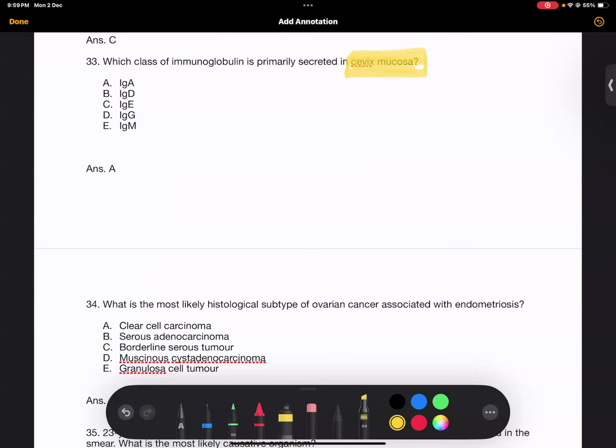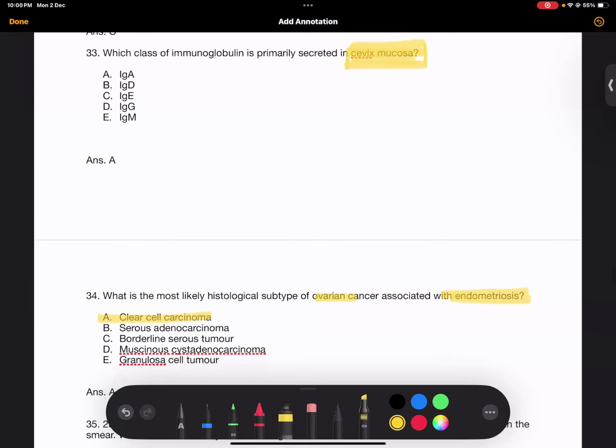There's another question. So, the most likely histological subtype of ovarian cancer associated with endometriosis. So, endometriosis has an association with which type of cancer? So, that is your clear cell carcinoma. Clear cell carcinoma is characteristic of endometriosis, you can say. Clear cell. Great. Okay.